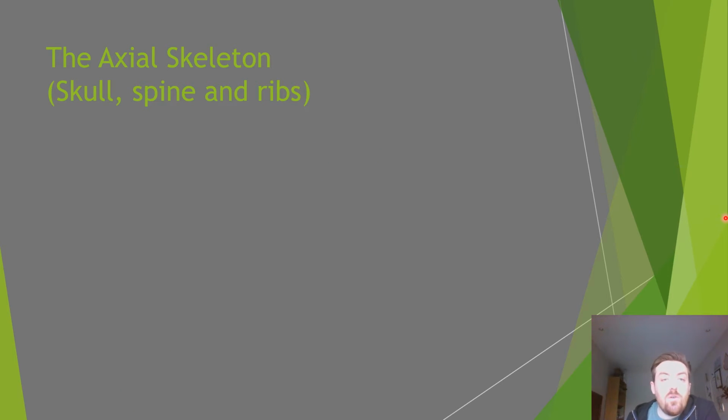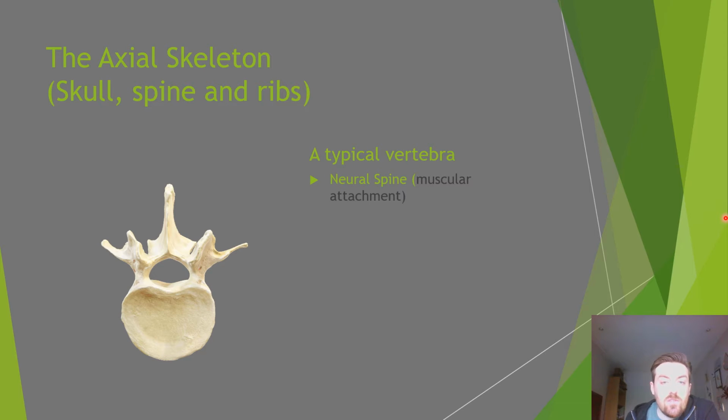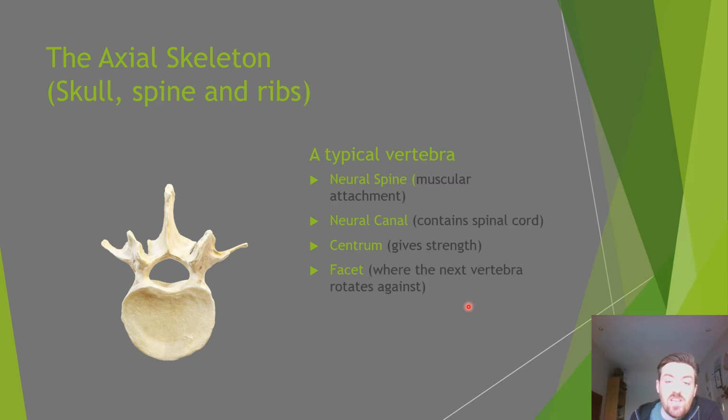Okay, so the last one then, guys, is the ribs. Sorry, that's actually the one coming up after this, but this is a typical vertebra. The neural spine is where muscles attach, these spiky bits here. This is the neural canal, where the spinal cord will run through. The centrum, this big thick piece here, gives strength. And the facet is where the vertebra rotates against the next vertebra. It's these little bits here that slot in together.